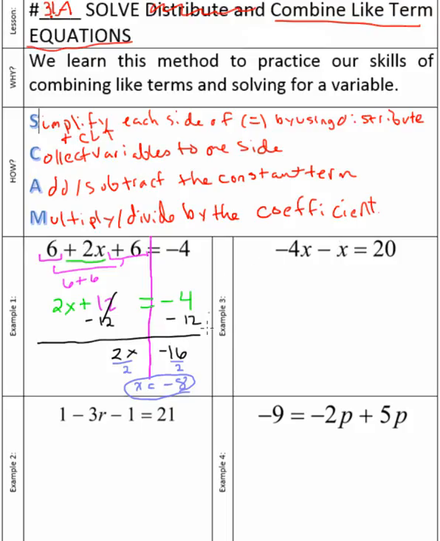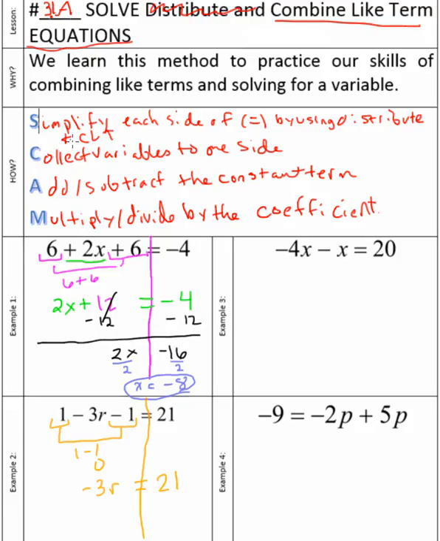All right, let's check out example number 2. 1 minus 3r minus 1 equals 21. Okay, so divide our equation down the middle again, down the equal sign. This side with 21, that's all there, so it's simplified already. This side is not. I have a constant and a variable term. So I need to get my constants together. So I'm going to do 1 and then -1. So that's like 1 minus 1, which is 0. So those are handy and they eliminate, leaving me with -3r equals 21.